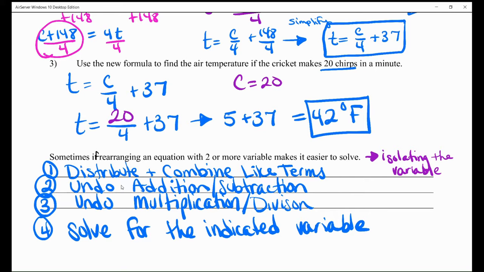Step 2, undo addition, subtraction. Step 3, undo multiplication and division. And you should be left with your solution for the indicated variable if you showed all of your steps.